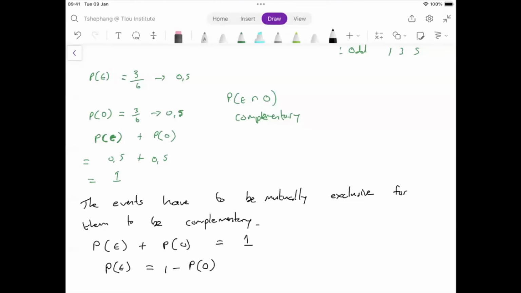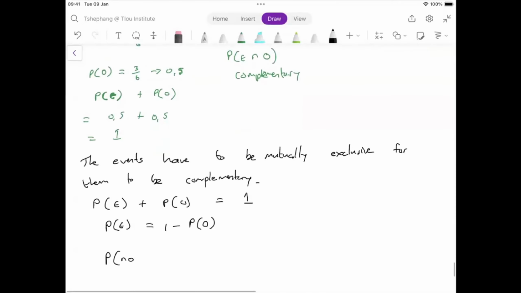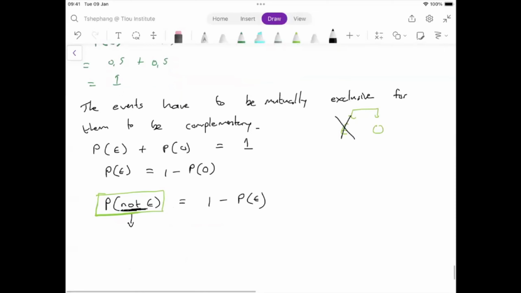Okay, now let's look at it using not. So the probability of not even would be equal to 1 minus the probability of what? Of even. I want us to understand this. Remember, we have even and odd, only these two. When I'm saying not even, this not even means I'm canceling out the even. What am I actually looking for? When I say probability of not even, what I'm trying to say is the probability of odd.